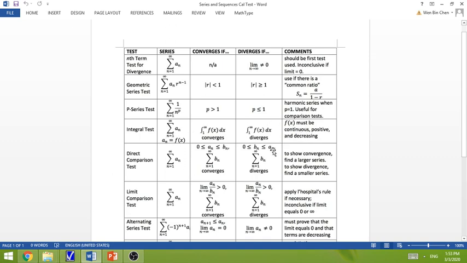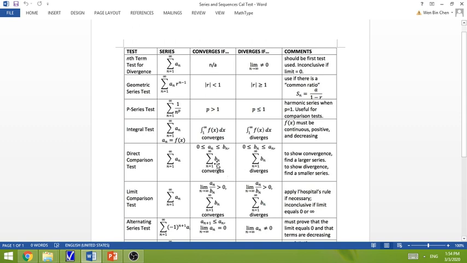And the ones that we use fairly commonly are the direct comparison and the limit comparison. The difference between these two: we'll talk about the limit comparison in a minute, but let's talk about the direct comparison first. For the direct comparison, we have that a sub n is between 0 and b sub n. So you see that 0 is less than or equal to a sub n, which is less than or equal to b sub n.